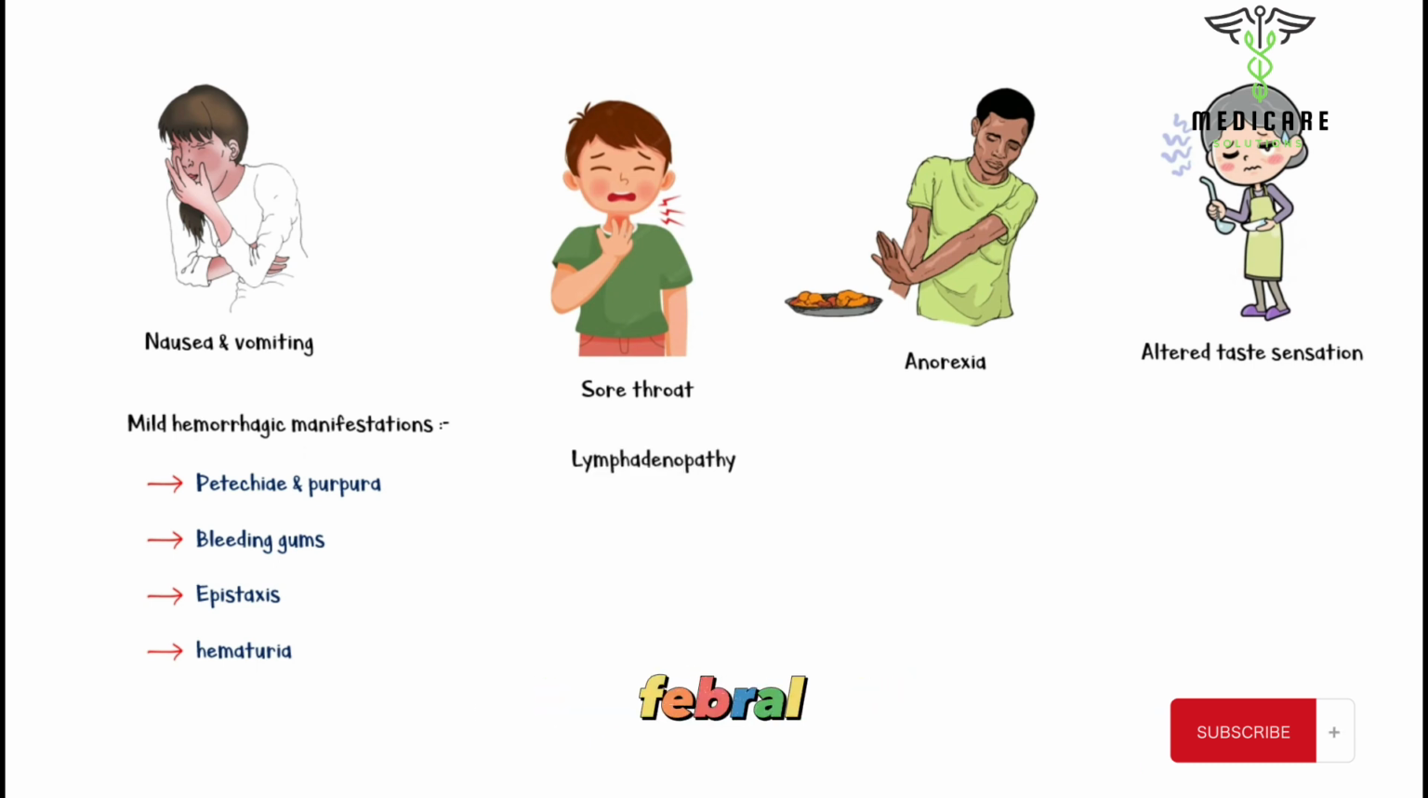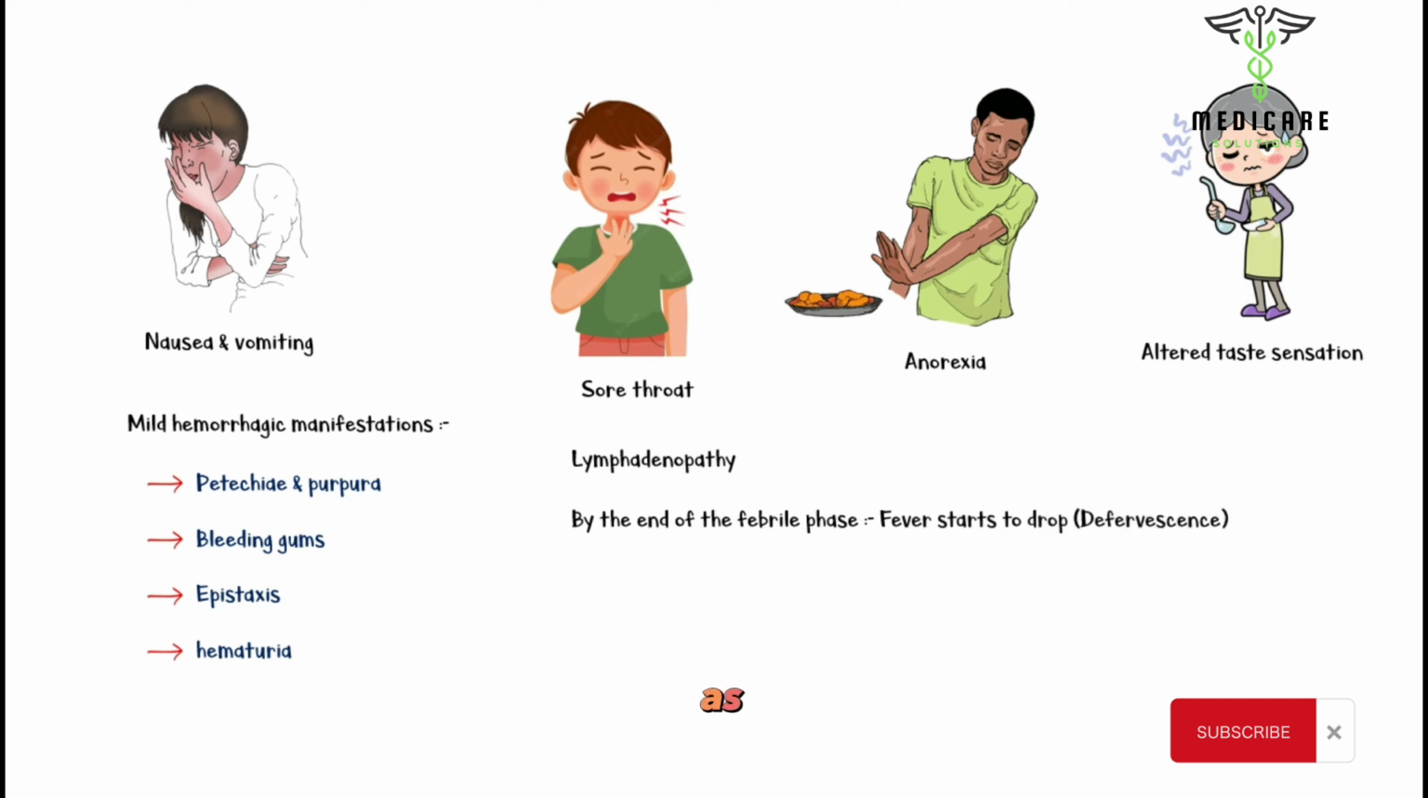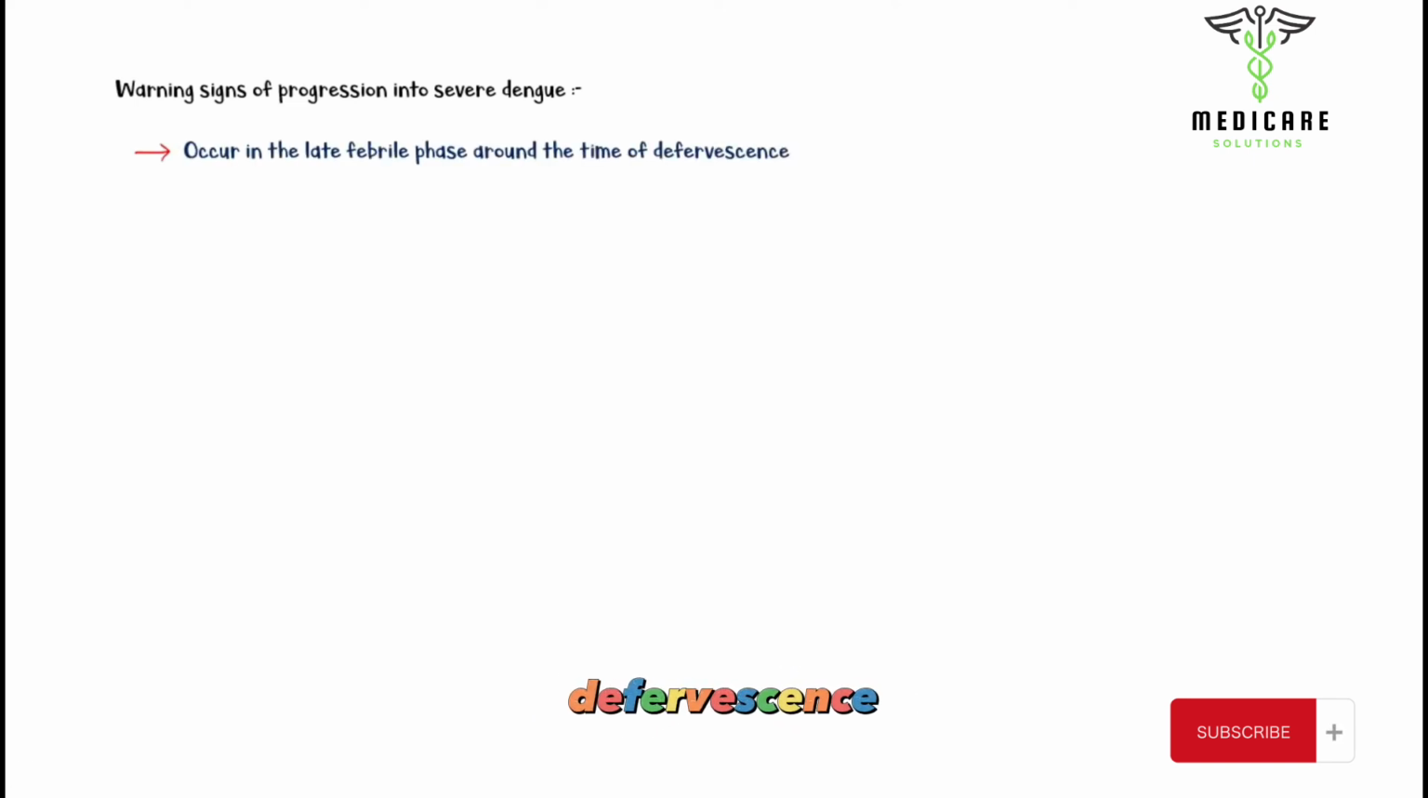By the end of the febrile phase, fever starts to drop. This is known as defervescence, and it occurs due to the cessation of viremia. It is important to know that some patients may develop certain warning signs of progression into severe dengue in the late febrile phase, around the time of defervescence.